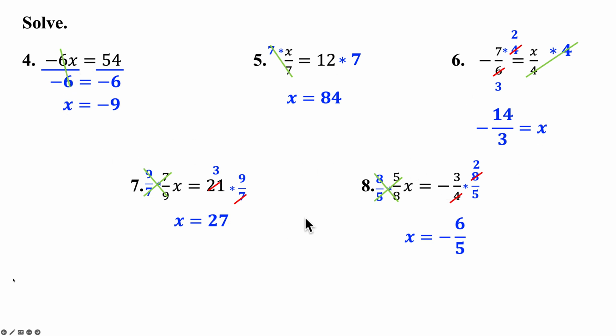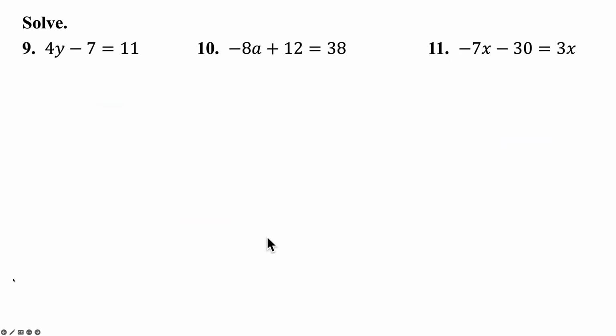Now, I did promise that we are going to go back and check this, but I want to use some problems that are just a little bit longer than these. These are pretty straightforward. We might bring the calculator out for these. All right, so number 9, we have 4y minus 7 is equal to 11.